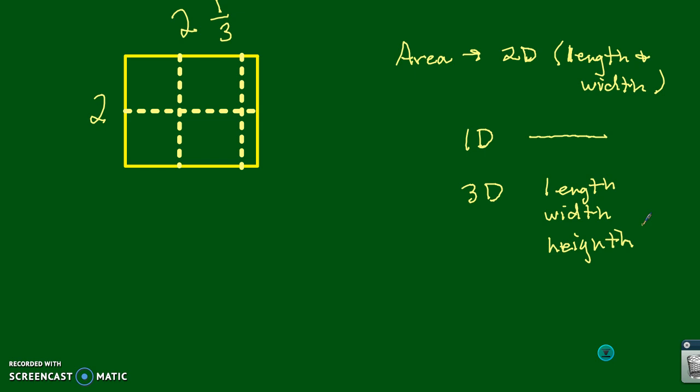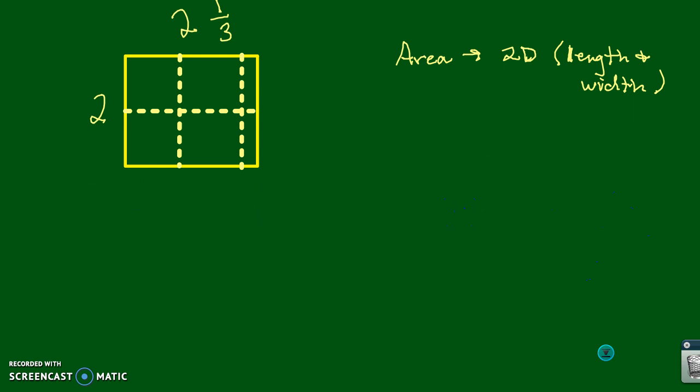So anytime now that we're talking about two dimensions, we're going to be talking about squares. And that can be written in a couple of different ways. So we could go units squared, or we could write square units.